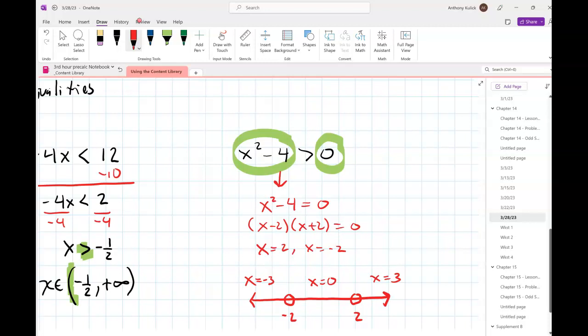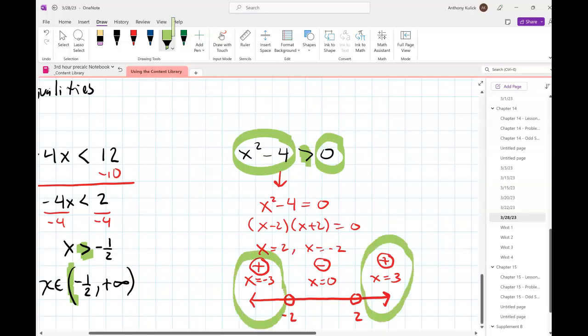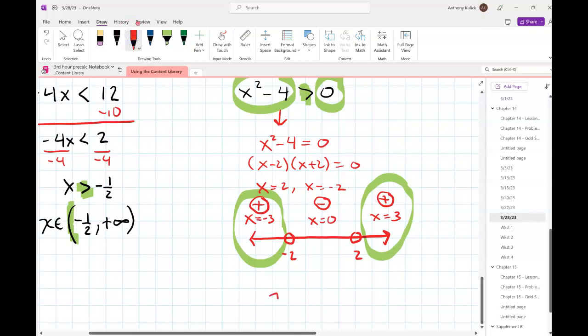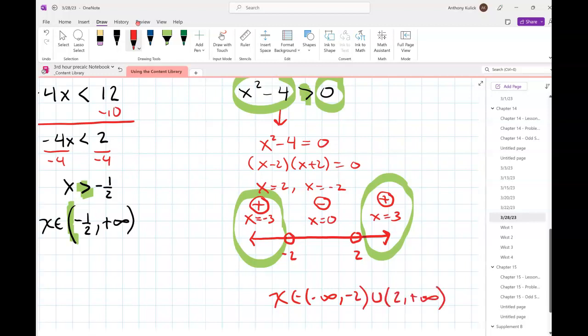So I'm just going to plug -3 back in here. -3 squared minus 4 is 5. That's positive. 0 squared minus 4 is -4. That's negative. And if I plug 3 in, 3 squared minus 4 is 5, which is positive. So which parts am I looking for? I want greater than 0. So I want those 2 parts. So we would say that this is -infinity to -2, union 2 to positive infinity.